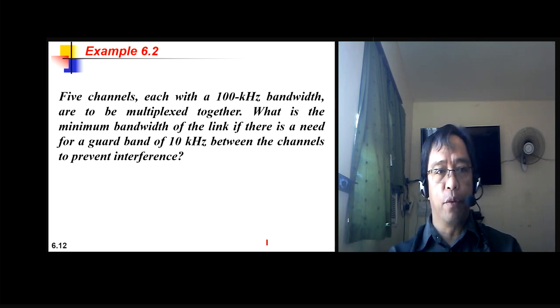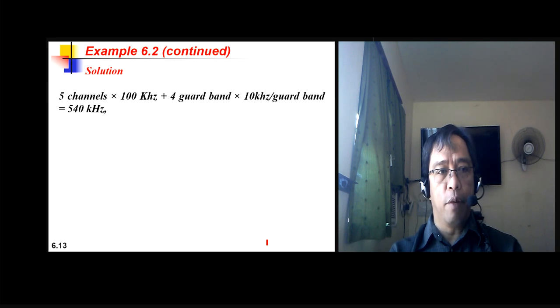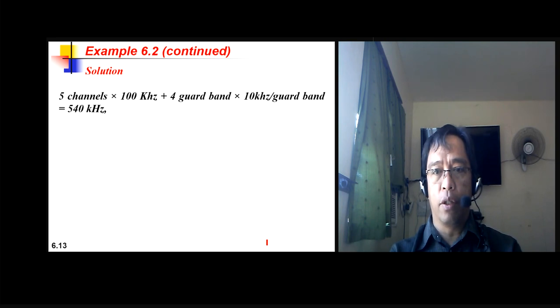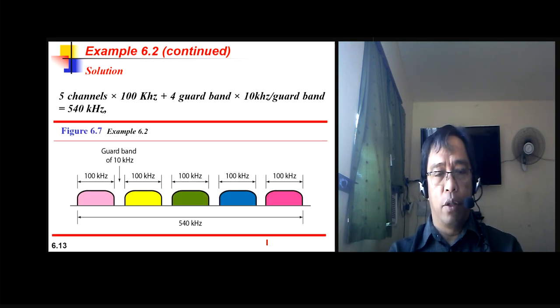Example 6.2. Five channels, each with a 100 kHz bandwidth, are to be multiplexed together. What is the minimum bandwidth of the link if there is a need for a guard band of 10 kHz between the channels to prevent interference? Solution: 5 channels times 100 kHz plus 4 guard bands times 10 kHz per guard band equals 540 kHz, as shown in Figure 6.7.